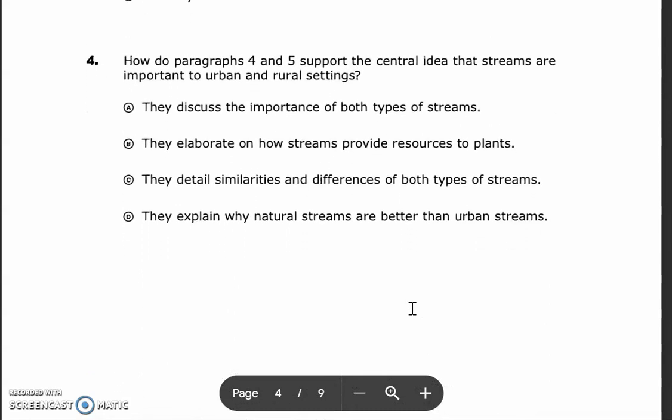Number 4. How do paragraphs 4 and 5 support the central idea that streams are important to urban and rural settings? A, they discuss the importance of both types of streams. B, they elaborate on how streams provide resources to plants. C, they detail similarities and differences of both types of streams. D, they explain why natural streams are better than urban streams.